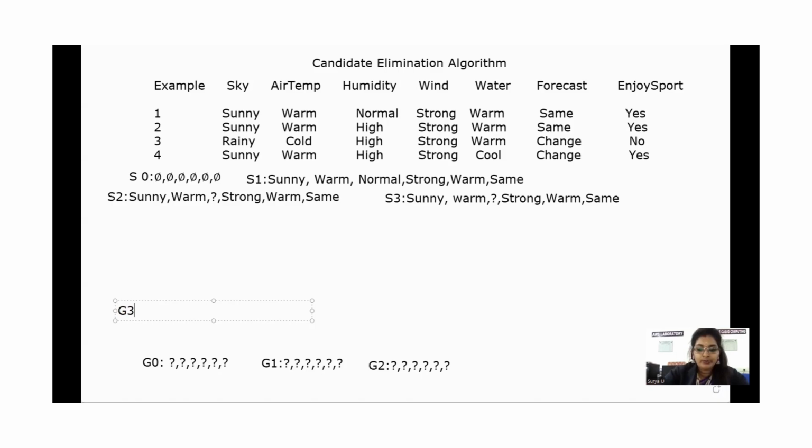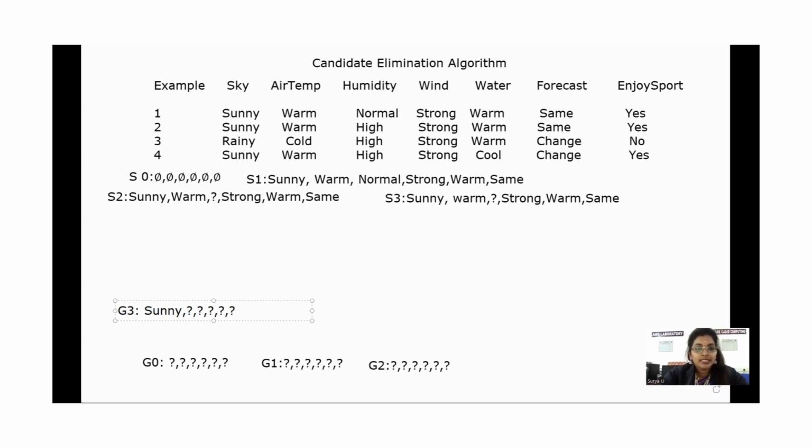So let me tell you. See, I have written G3. The first step is, rather than writing rainy, I'm just going to write sunny. The other things are question marks. See, we have to write separate hypotheses. So the other five criteria are going to be question marks.